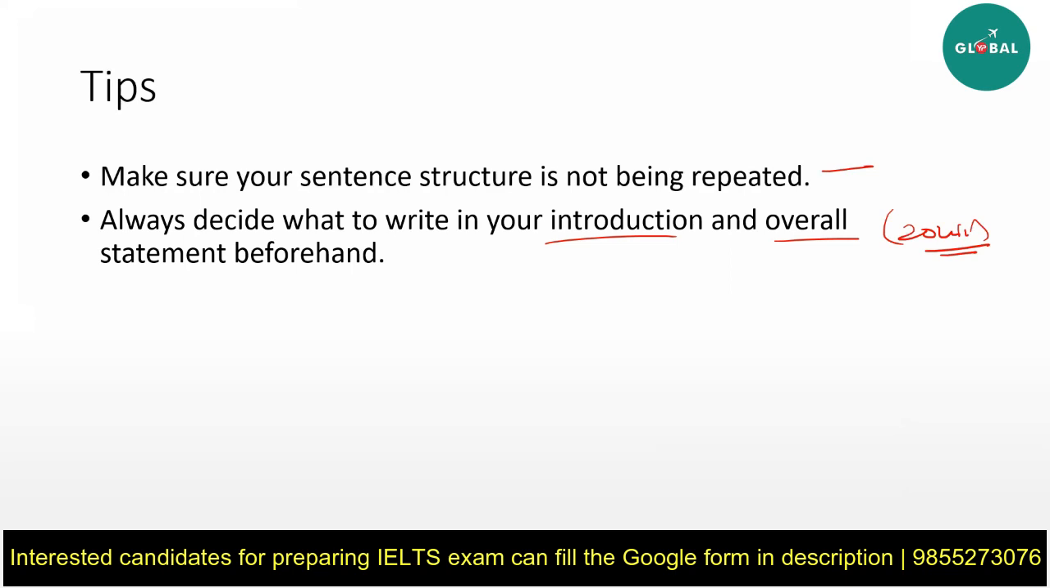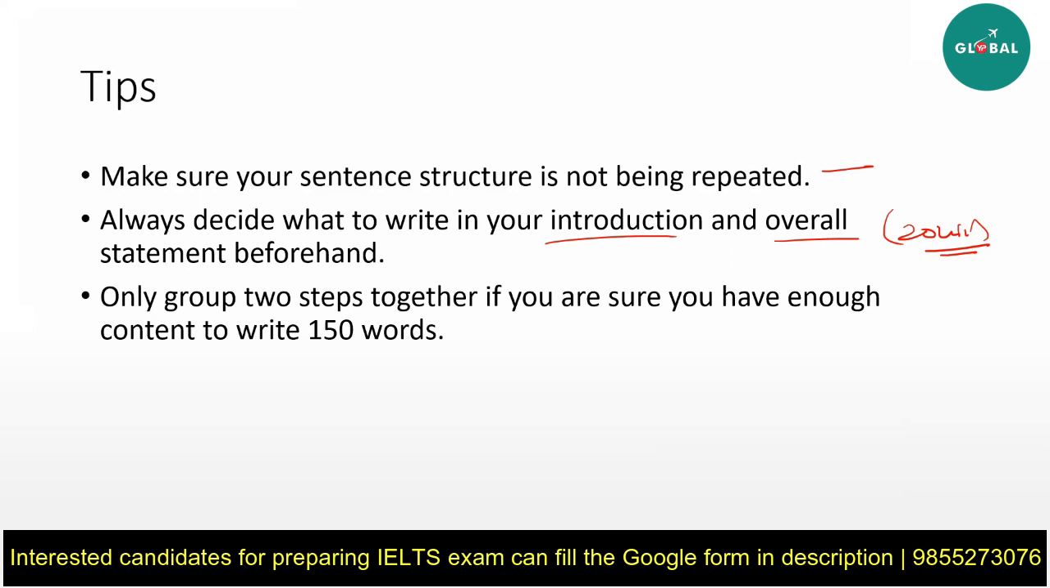The third is that only group two steps together if you're sure you have enough content to write 150 words. One of the major things that happen in a process chart is that sometimes it's just too simple. There's just not enough content to stretch it to 150 words. In that case, avoid grouping two or three steps together. All right, avoid using things like this happened, and after that, immediately this is used. Using sentences like this actually decreases your word count. So try to elongate the process, try to use heavy words, and try to emphasize each step individually if you have fewer content.